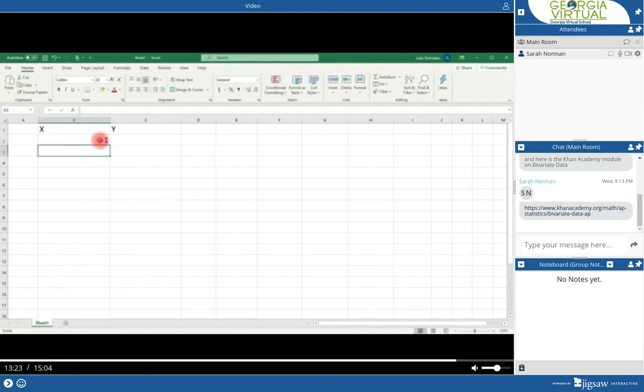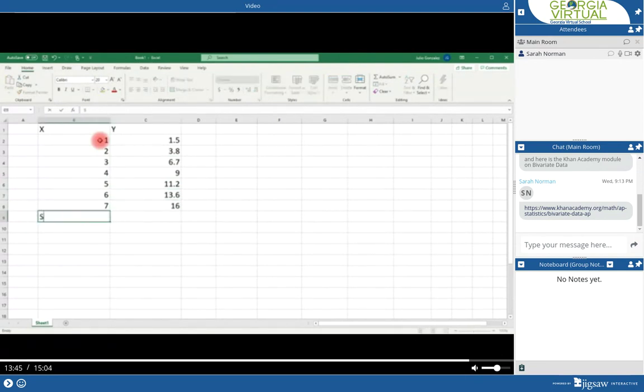So let's start with the x values, 1 through 7, and then let's input the corresponding y values. So it's 1.5, 3.8, 6.7, 9, 11.2, 13.6, and 16.